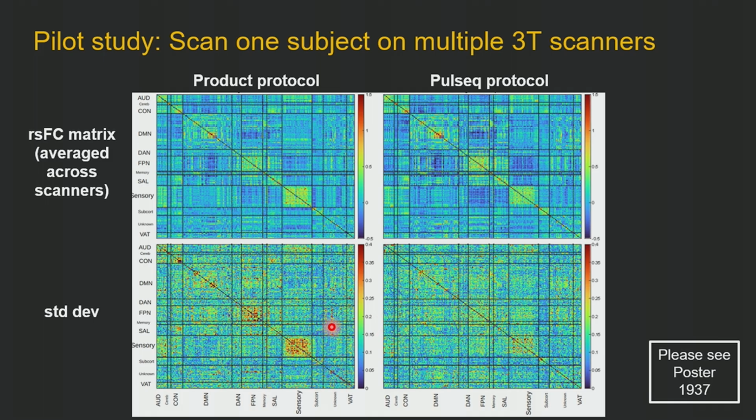We're getting a higher standard deviation on the product one, but I'm not going to put down the product sequences just based on that, as it could be just subject variance for some reason. But if you want to see our human results about that harmonized vendor agnostic study, please see poster 1937. That's up today and tomorrow.